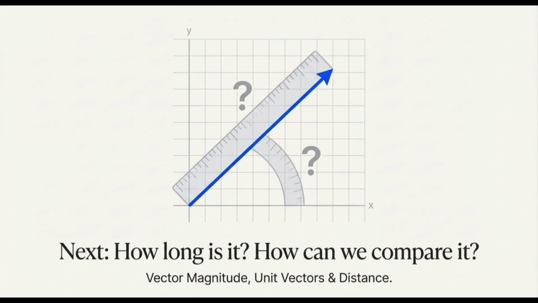Now that we know what vectors are, the next question is, how long is a vector? How do we compare magnitudes, normalize directions, measure distance and similarity? That's where vector magnitude, unit vectors, and distance come in. And that's exactly what we'll tackle next.